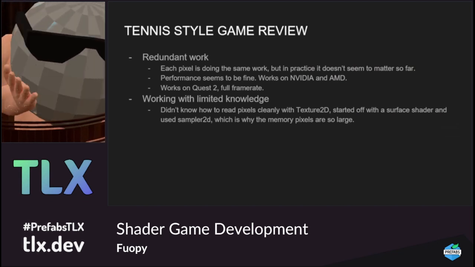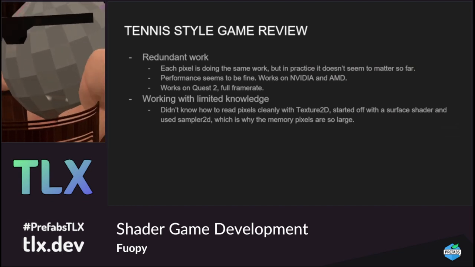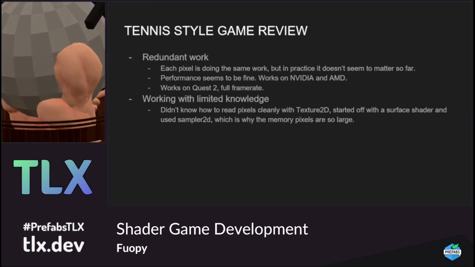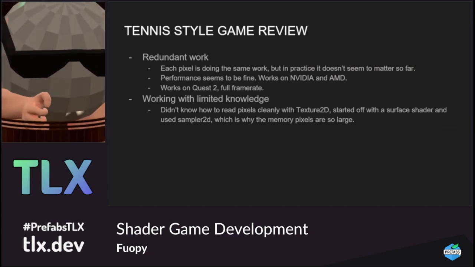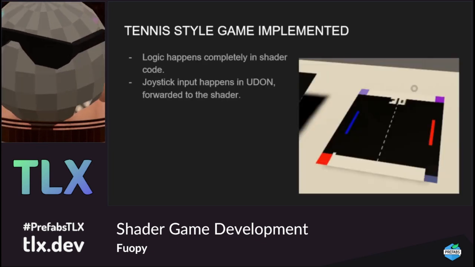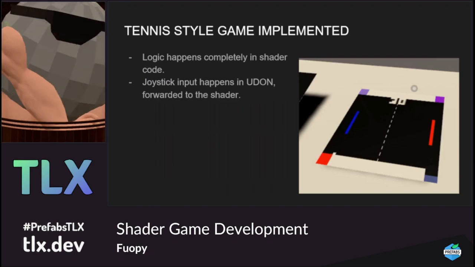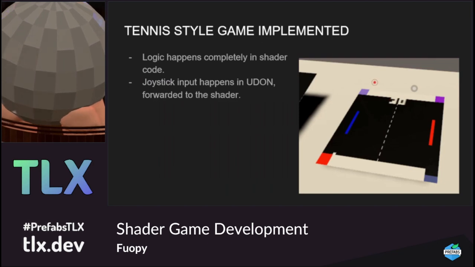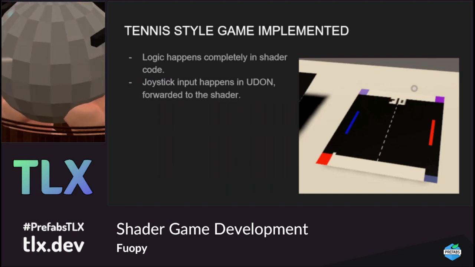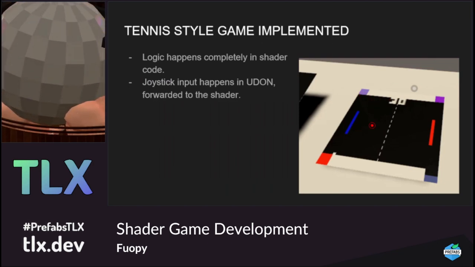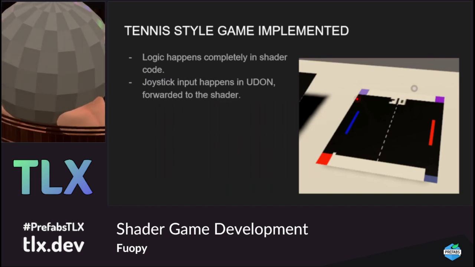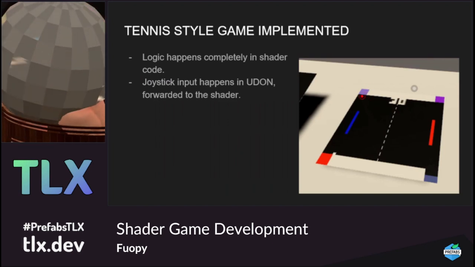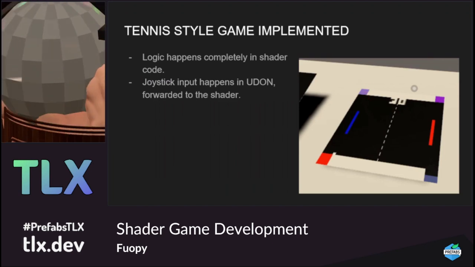And working with limited knowledge was another problem. The pixels are super large. Once again, let's go back and take another look. Those pixels right there are super large, partly because I did not know very much about shaders when I was writing this. There's a thing called sampler 2D that is the default parameter when you make a surface shader. I just didn't know anything better, so I used the default sampler 2D, and I sampled somewhere in the middle of those pixels just because I didn't know how to use texture 2D at the time.